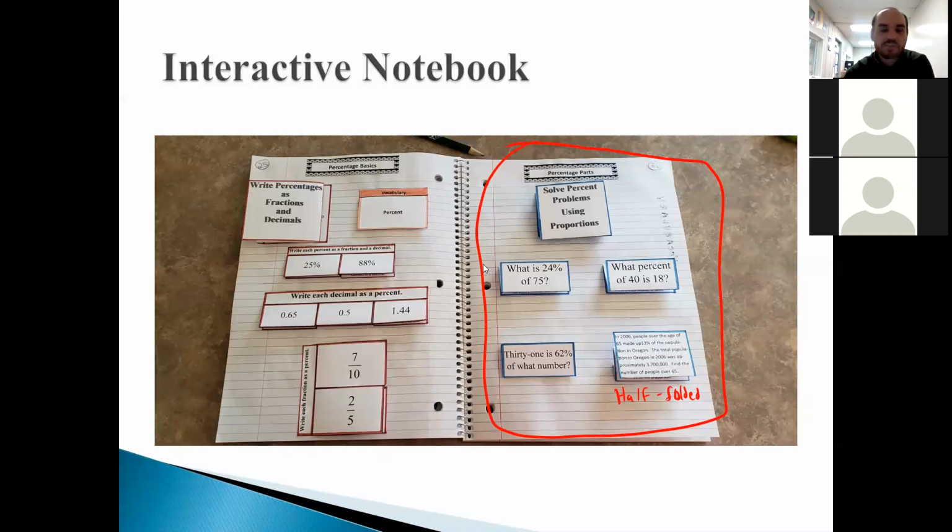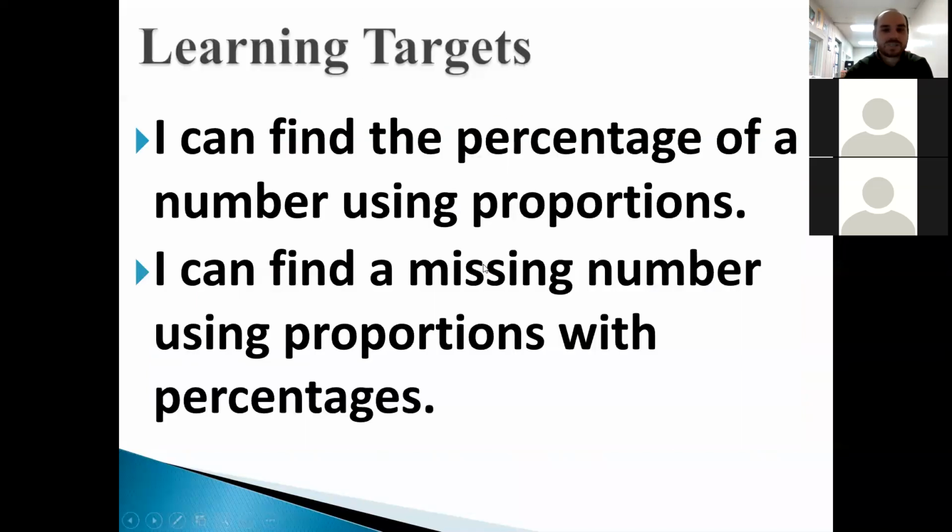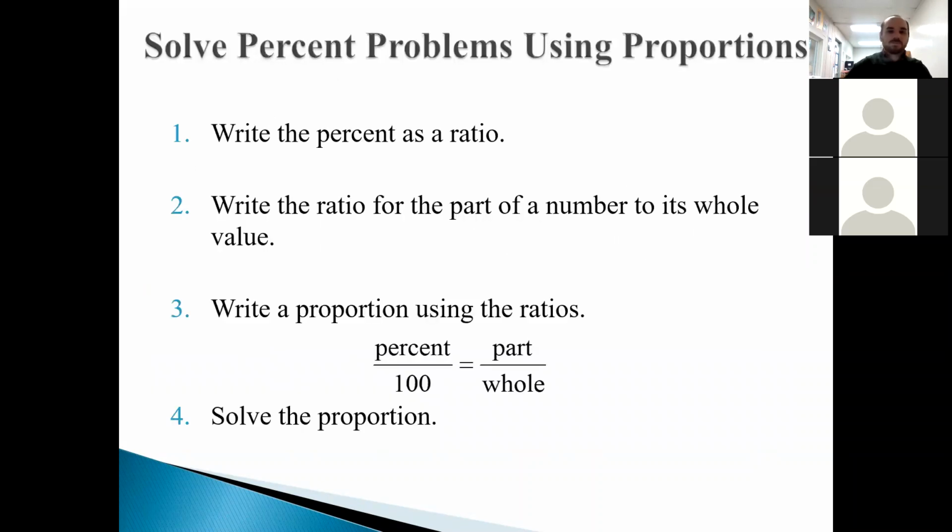All right. So I hope that we're about ready to move on. Today's going to be pretty quick and easy. We've just got 4 quick problems to go through. But our goals are to be able to find the percentage of a number using proportions, and find a missing number using proportions with percentages, which are basically the same thing, but that's okay. So, solving percent problems using proportions.